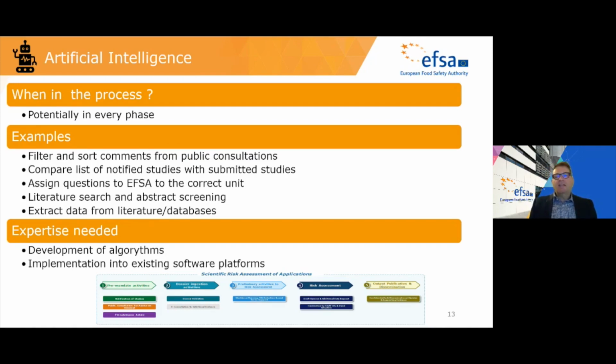So this is an area of growing interest, but it is, as you will say, a bit diverse, and it can go in all directions. It can also be applied to whatever stage of the risk assessment, going from ingestion up to the point of publication, wherever there is data that we need to retrieve from text or from numbers.